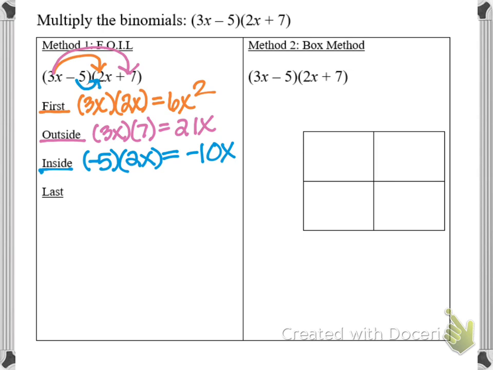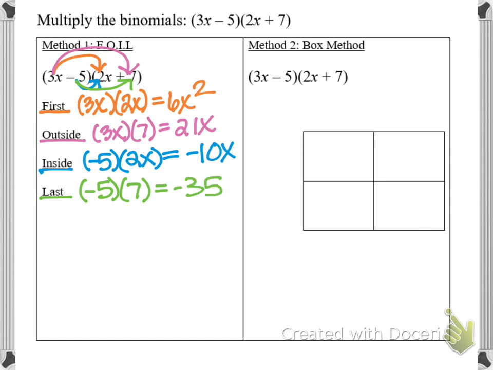And then for our last two terms, that means what is the last term of each binomial? Well, in the first binomial, the last term is negative 5. And that will get multiplied by the last term of the second binomial, which is 7. So we'll do negative 5 times 7 for negative 35.